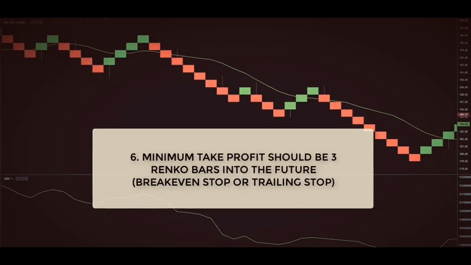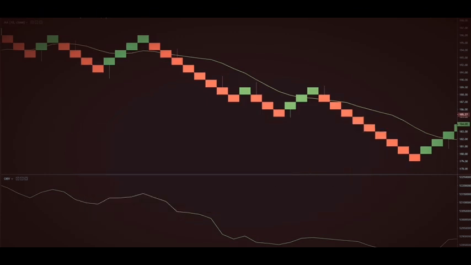Minimum take profit should be 3 Renko bars into the future. As in the case of a buy signal, when the price reaches the target, we can move our stop loss to break even and let the trade ride, or we can use a trailing stop to capture a larger part of the move. In our example, we had 4 signals.